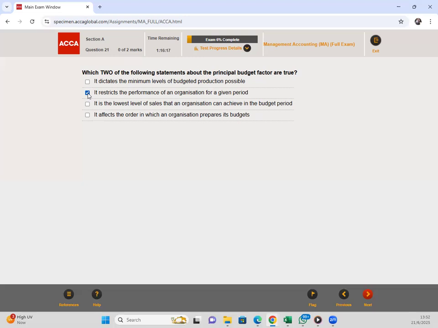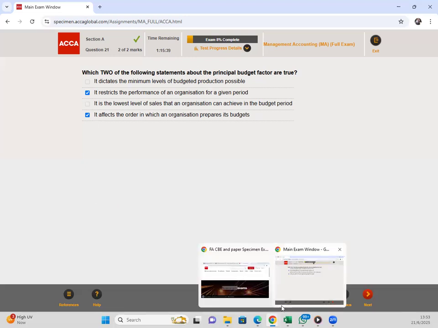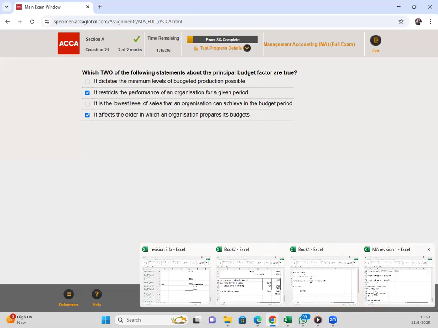It affects the order in which the organization prepares the budget. Yes, in limiting factor analysis, you produce basing on the one that gives you the higher profit per limiting factor. So if you have a resource that is acting as a limiting factor, it determines your production plan. You start by producing that. If your material is limited and you are producing products A, B, and C, maybe let's go to our Excel and talk about this.